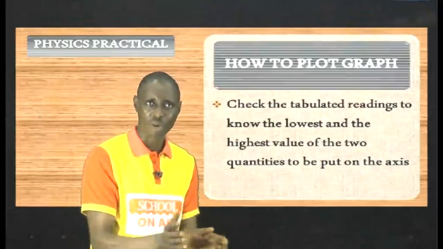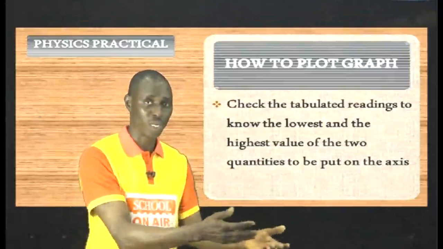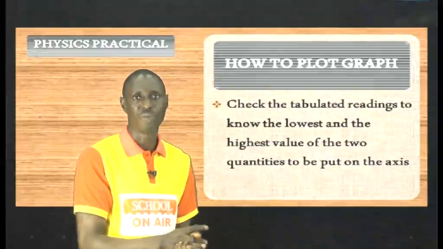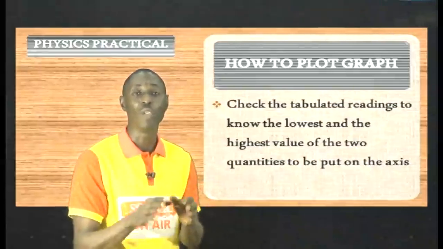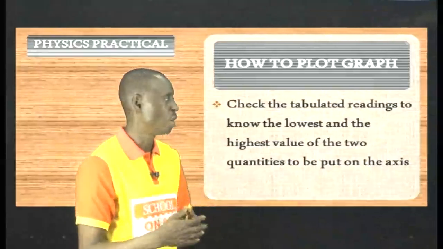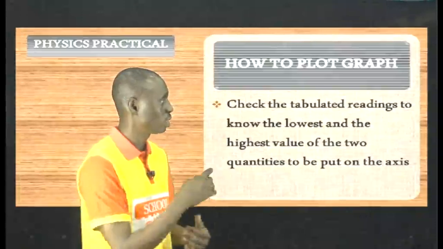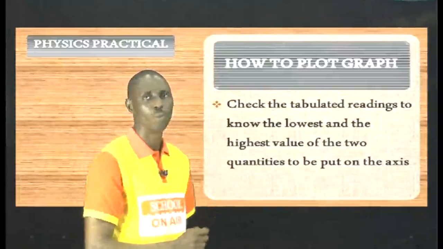And then you can easily think of another scale to be used. But in the case of math, at times they actually give you the scale to be used. But in physics, you may not be given a scale. Actually, formulating the scale by yourself is one way for you to know the graph to be drawn, and that will go a long way in assisting you. So you have to check the tabulated readings to know the lowest and the highest value of the two quantities to be put on the axis.